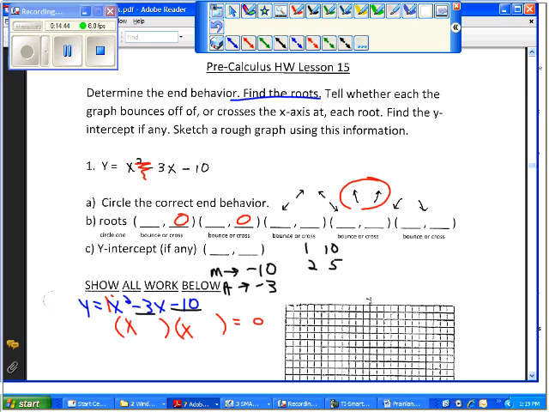2 and 5. We need a negative 10, so they need to be different signs. And I need the larger to be negative. They need to be different signs to give me a negative here. The larger negative to get a negative 3. So I've got plus 2 and a minus 5.